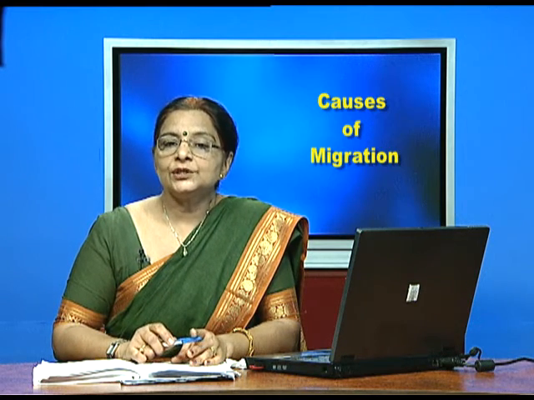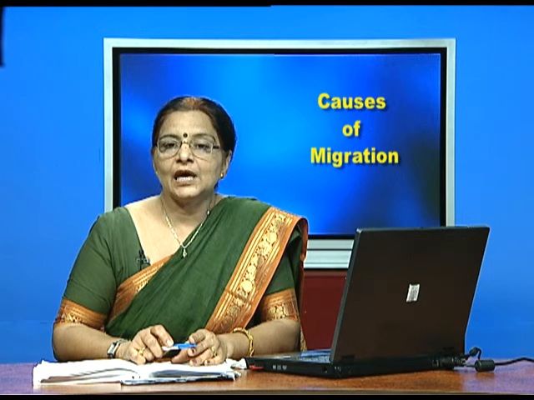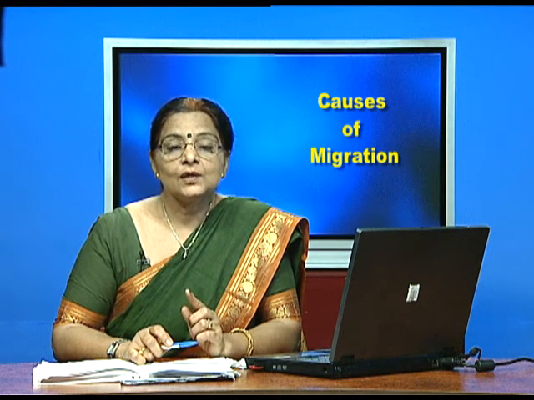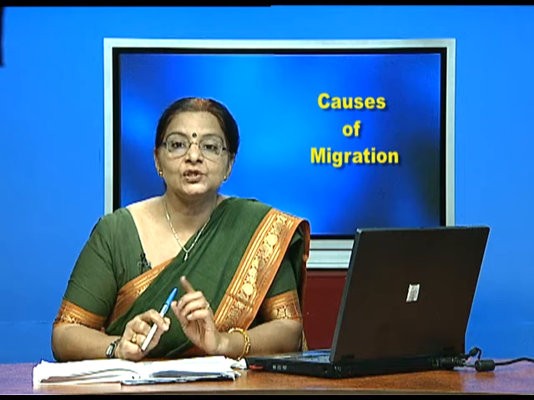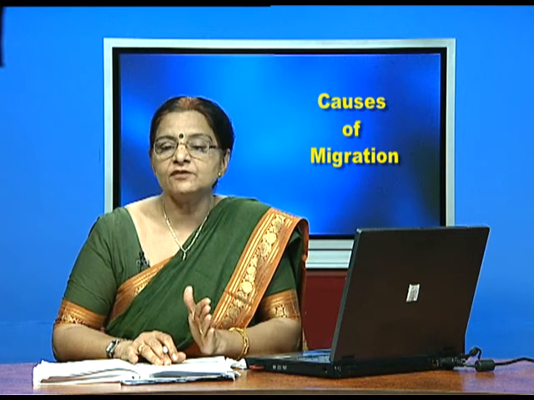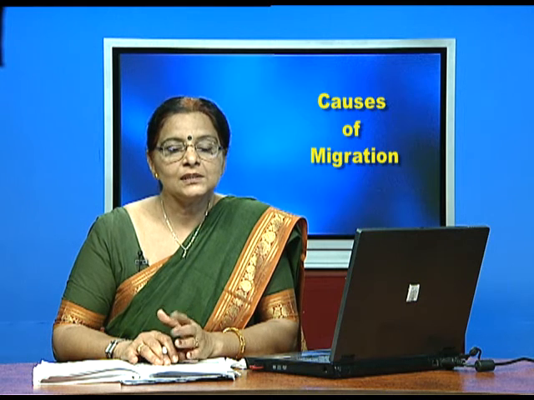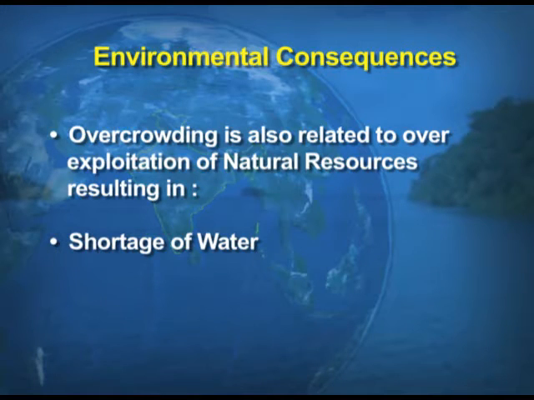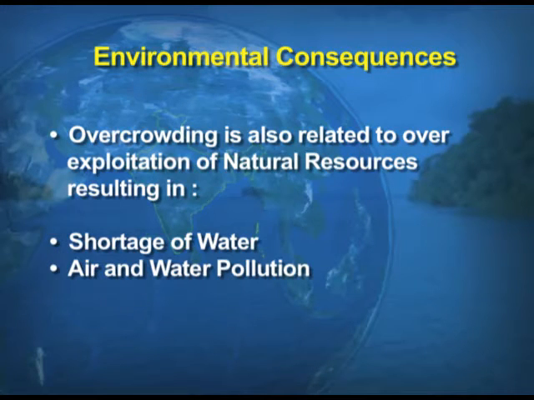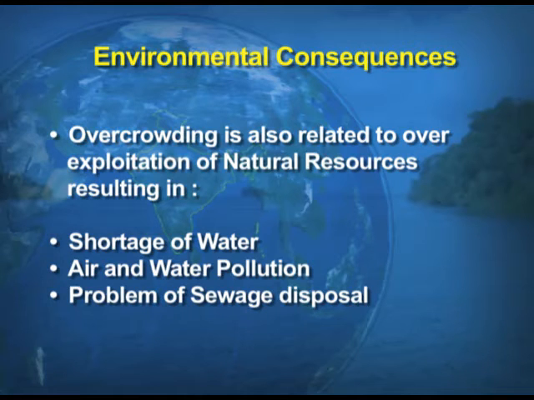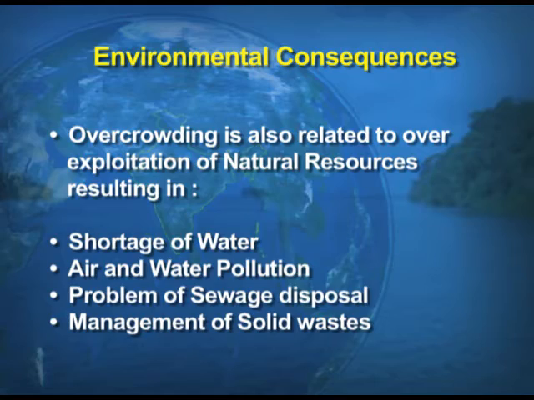Overcrowding is also related to the over-exploitation of the natural resources. So, this over-exploitation of the natural resources, children, is what? This is a negative impact of the migration in certain areas, because we have to face the shortage of water, air and water pollution is also affected, the problem of sewage disposal also people have to face, and of course, the management of the solid waste, this is also one of the exploitation of the natural resources.